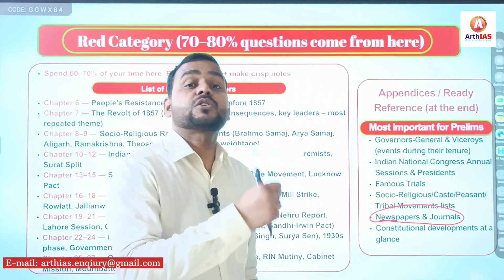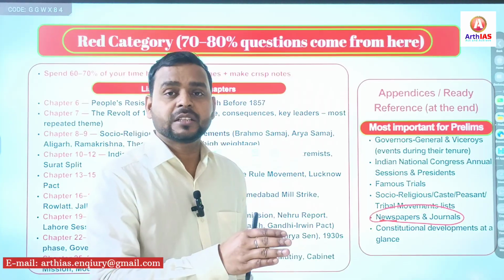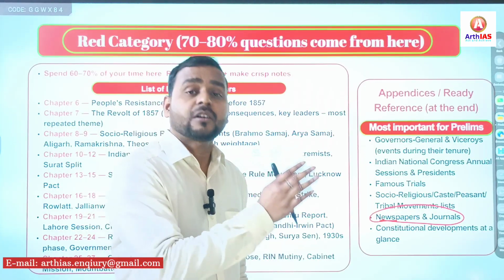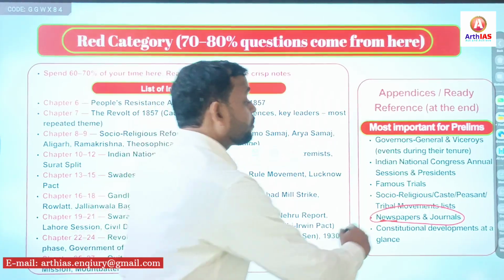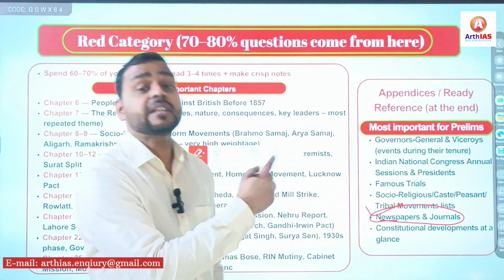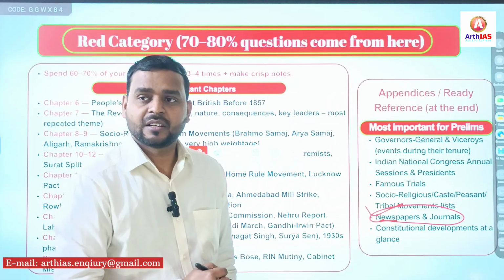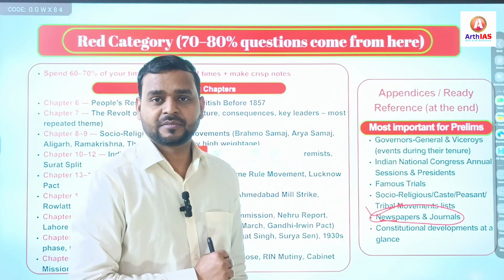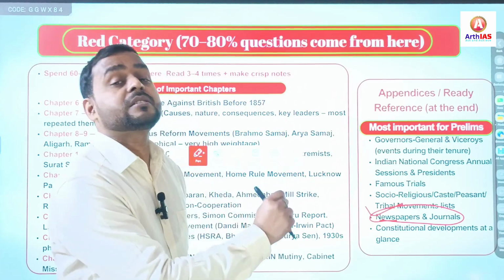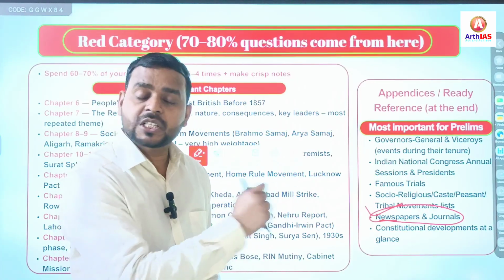So you must be knowing that certain revolutionaries, including Mahatma Gandhi, both extremist leaders and moderate leaders, also published certain newspapers, right? Certain magazines, certain weekly magazines, right? So such newspapers, magazines or journals are very important.